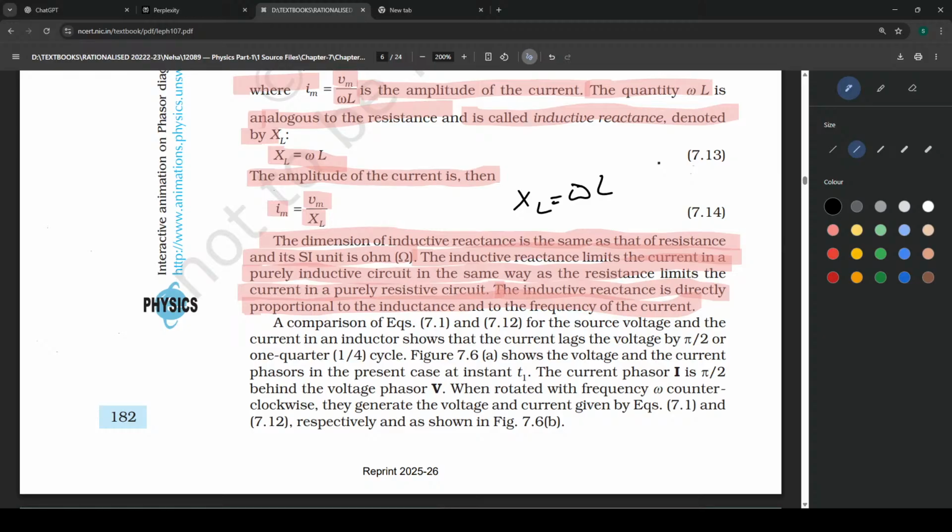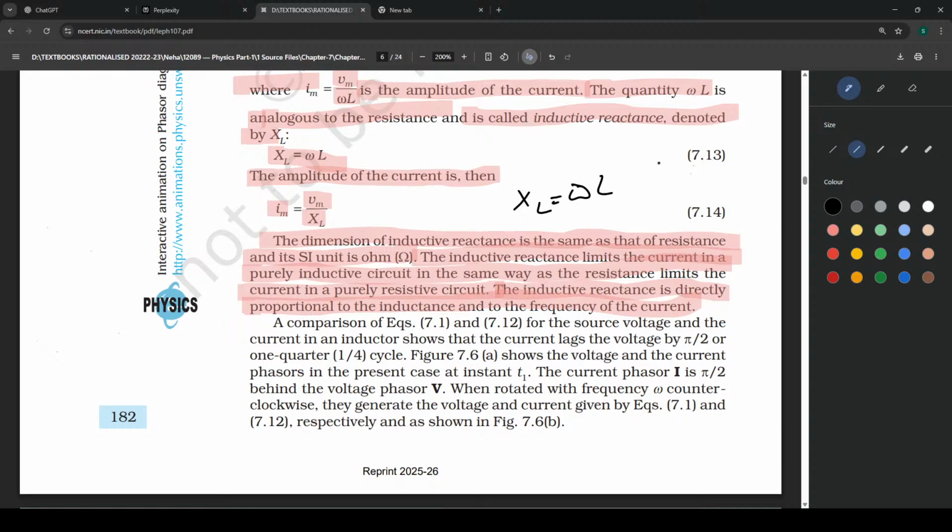The higher the self-inductance of the coil, or the more turns of the coil, the more the change in magnetic flux. Based on that, the more opposing potential difference is produced and the more opposing current is produced, due to which the more the self-inductance of the coil, the more the opposing current produced, and the more the resistive force. And because of that, XL, the inductive reactance akin to resistance, is directly proportional to L, that is self-inductance.